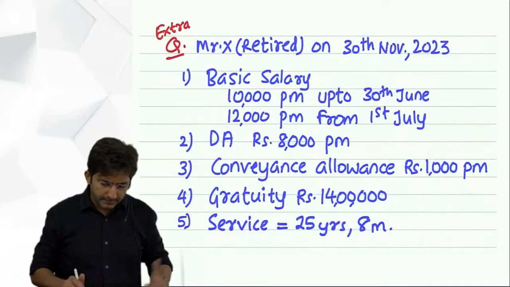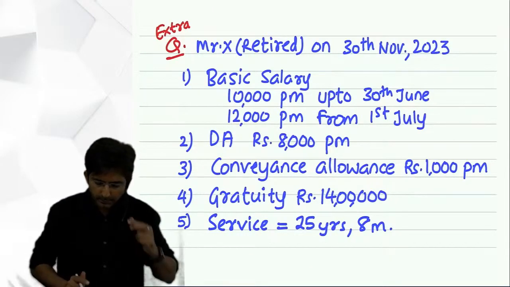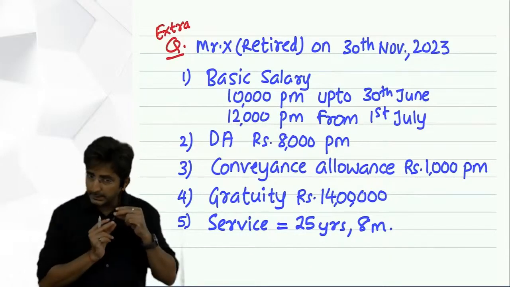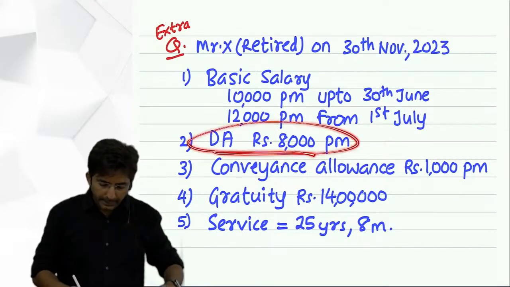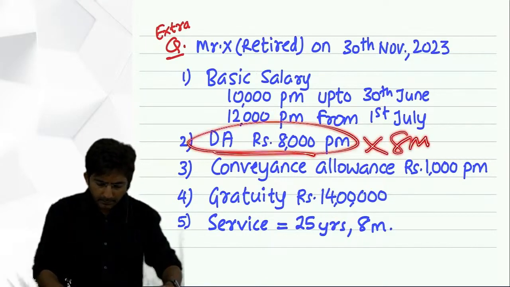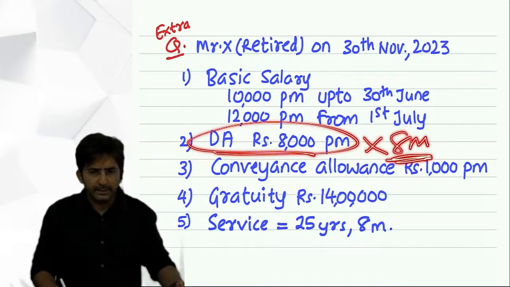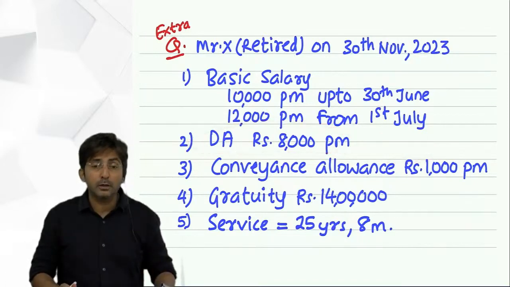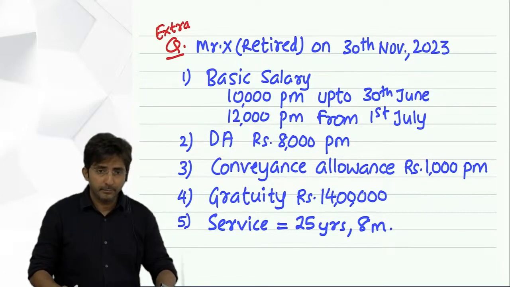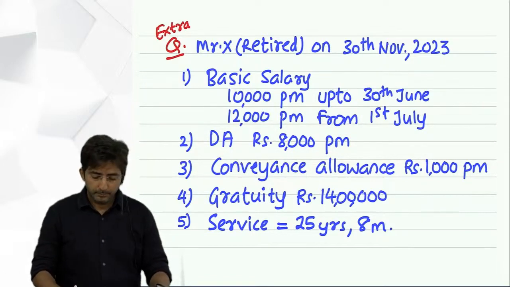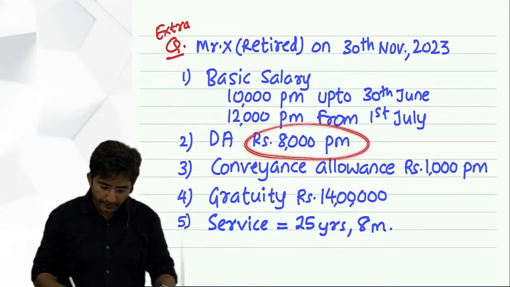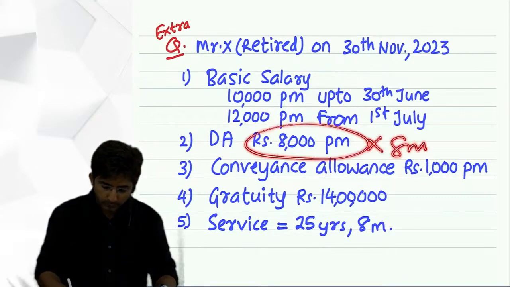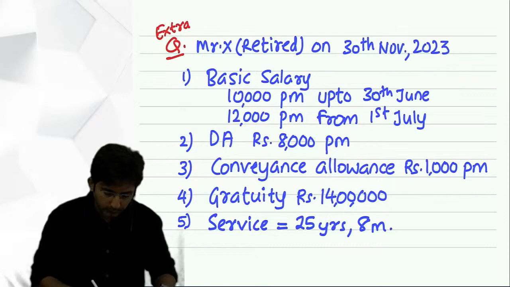Okay, then see in the question, what is next? DNS allowance. How much is it? 8,000. So how many months? 8 months. This 8,000 is constant, but only for 8 months, because on 30th November he retired. So 8,000 into 8 months comes to 64,000.